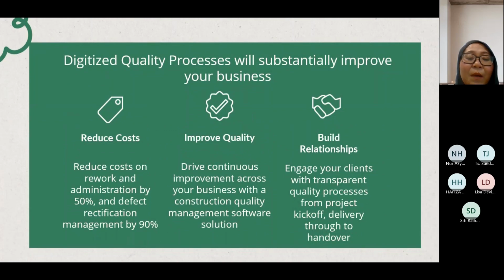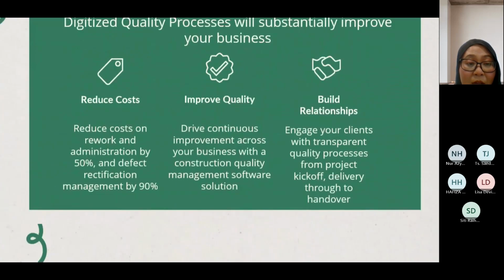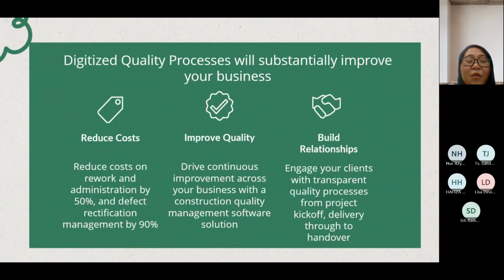So first, the most important thing is cost. If you go anywhere, it's all about cost. If you digitize quality processes, it is proven that it reduces cost on rework administration by 50% and defect rectification management by 90%. Okay, because why? How can you reduce cost on rework? Because you'll be able to analyze issues before they even happen. So that's why you reduce your cost on rework.